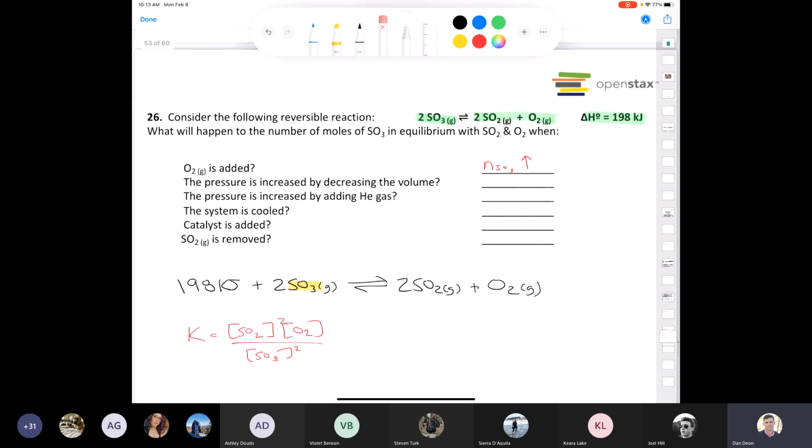Let's take a look at the next one. It says the pressure is increased by decreasing the volume. So here we're decreasing the volume. What's going to happen to the number of moles of sulfur trioxide? Will it decrease or increase? Decrease in the volume, making it smaller. Yeah, exactly. It's going to increase the number of moles of sulfur trioxide. Could anybody explain it to us? Just unmute your mic and quickly explain how you know the number of moles of SO3 are going up if you're decreasing the volume.